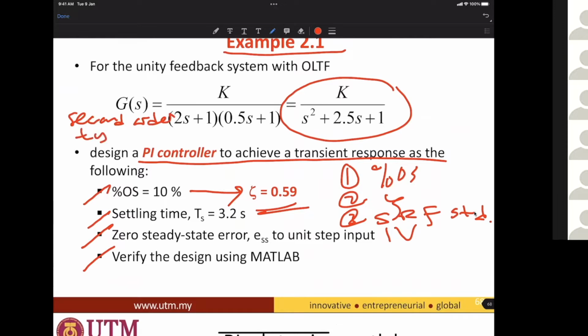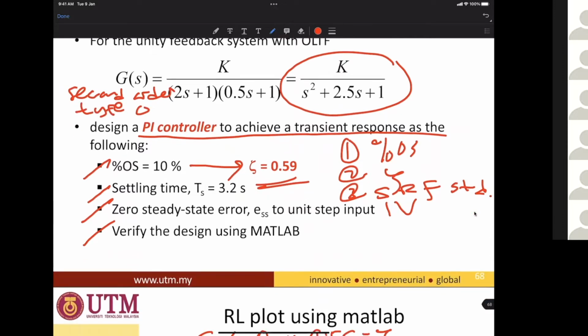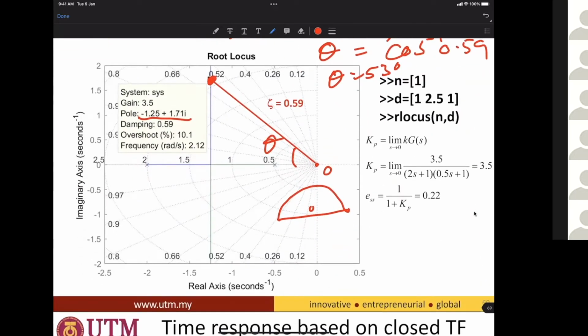And sistem type dia adalah type 0. Okay, type 0. Tapi dia ada error sebab sistem dia adalah type 0, so kita kira KP dan gain dia kat situ adalah 3.5 okay, over 2S plus 1, 0.5S plus 1, so KP 3.5. Error dia adalah 0.22. Okay, macam mana dapat KP 3.5? Sorry, macam mana dapat gain 3.5?